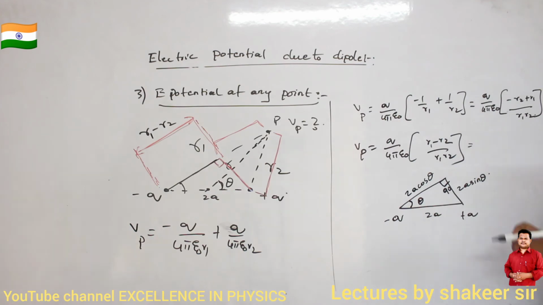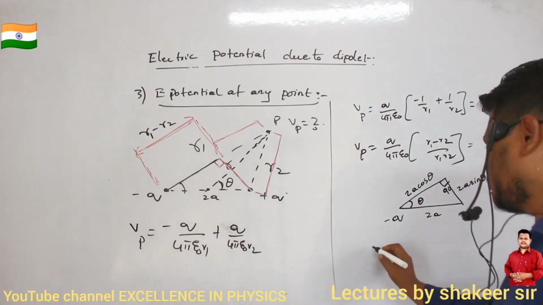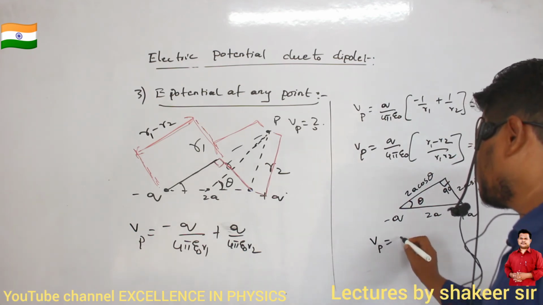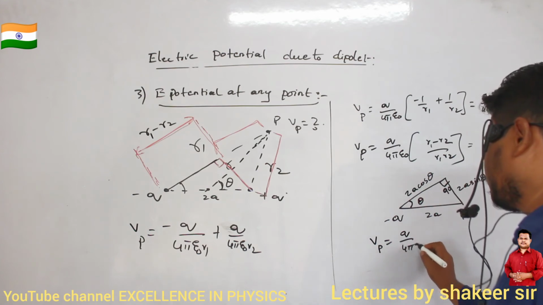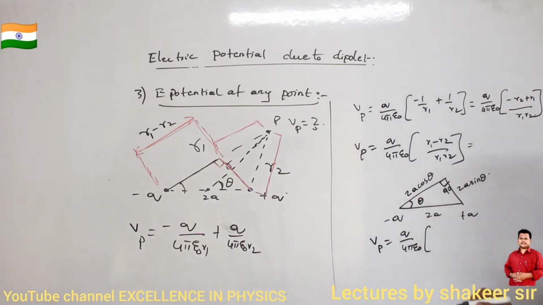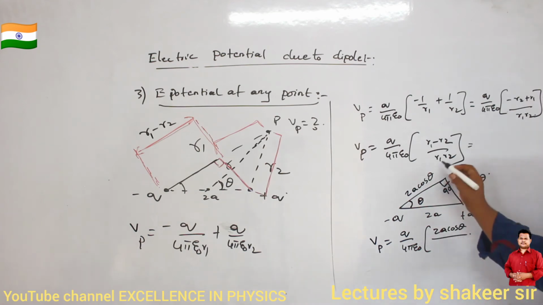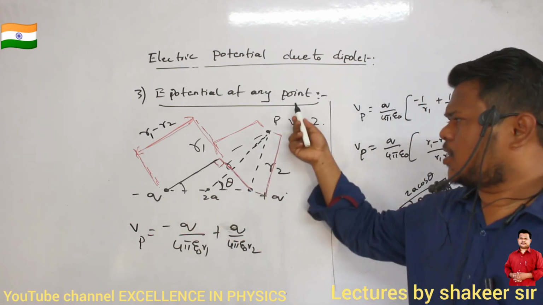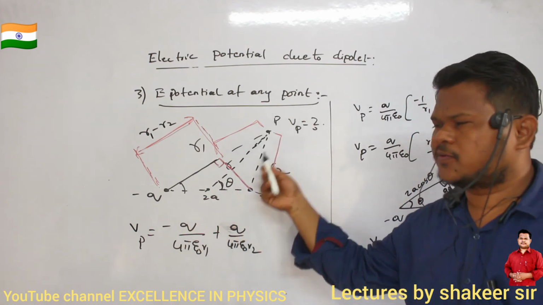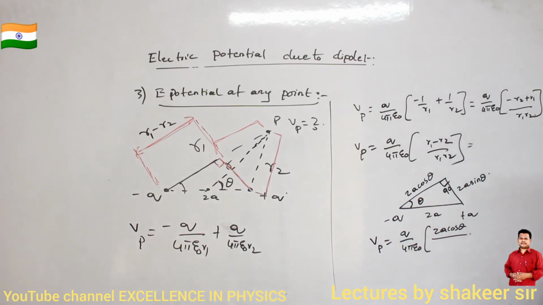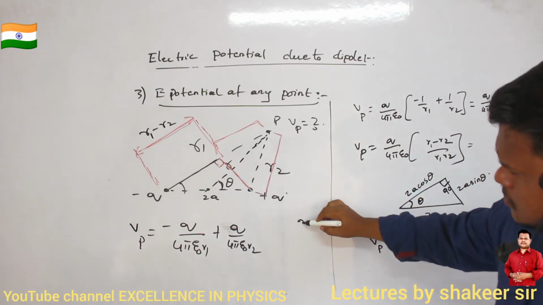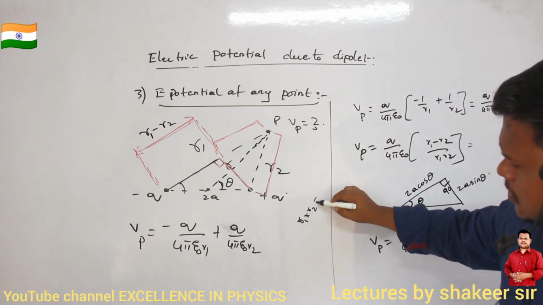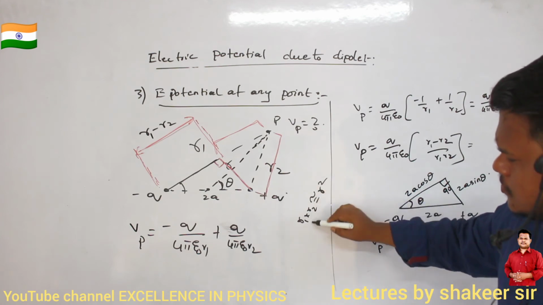So therefore substitute here. Potential at point P, how can I write it, is equal to Q divided by 4 pi epsilon naught into Q times R1 minus R2, I can write 2a cos theta, divided by R1 into R2. Clear, ma? So R1 into R2, can I call it as almost equal to R square?